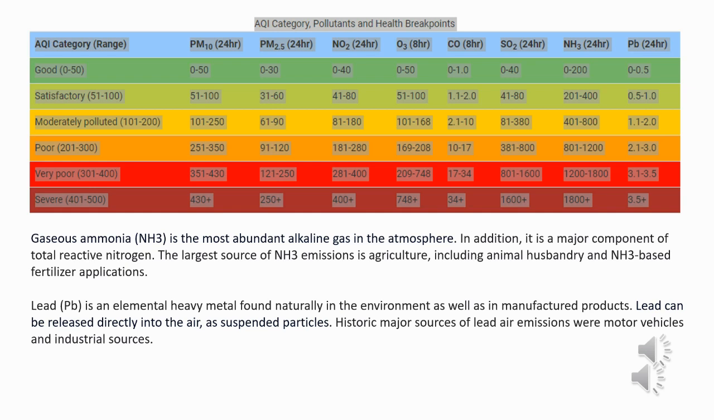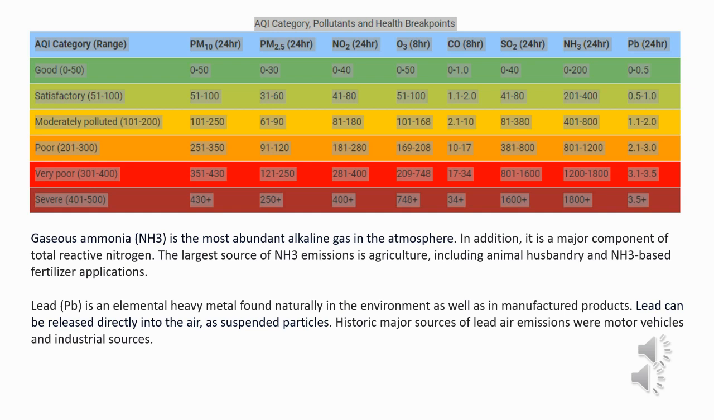Finally, lead or Pb is a heavy metal element used in industries. Lead is released directly into the air as suspended particles. Historically, the major sources of lead in air emissions were vehicles and industrial sources.